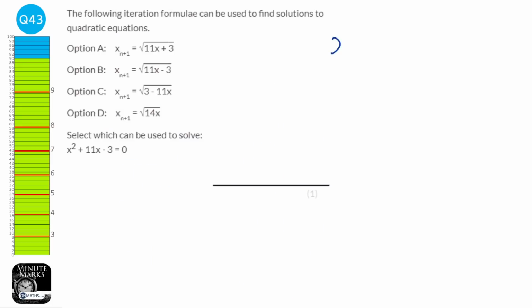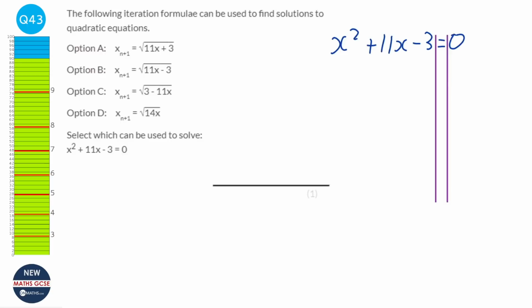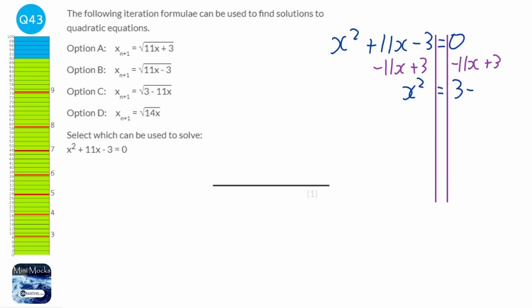So we're going to start off just by writing down the quadratic. And what we're going to do is move everything onto the right hand side apart from the x squared. So we're going to take away 11x and we're going to add 3 both sides. So we're going to end up with x squared equals effectively 3 minus 11x. Then we're going to square root both sides. And so we have x equals the square root of 3 minus 11x.